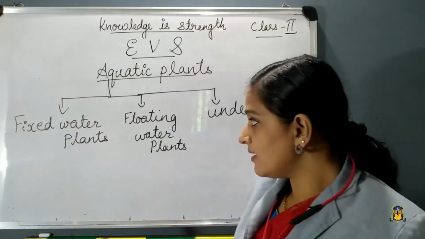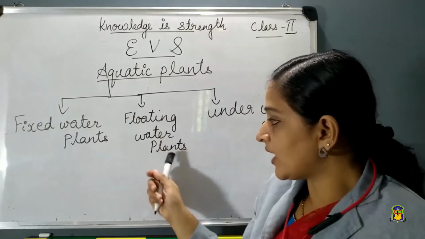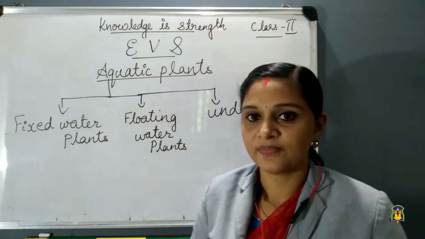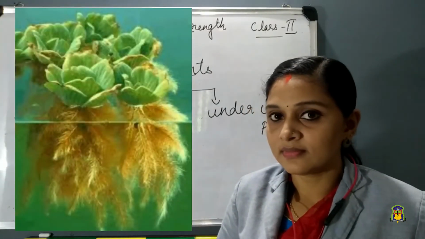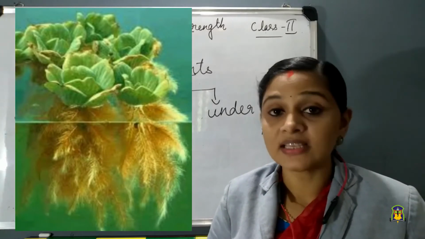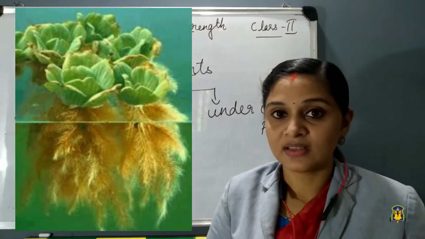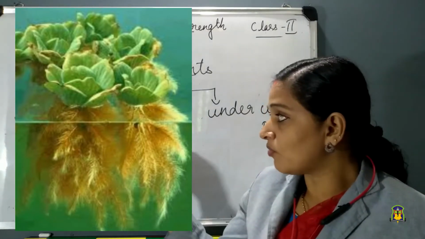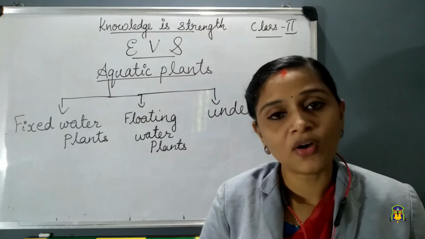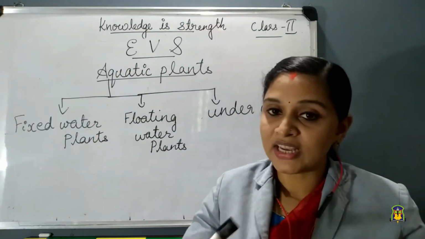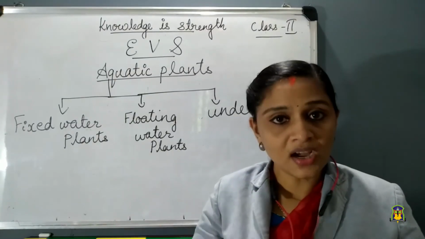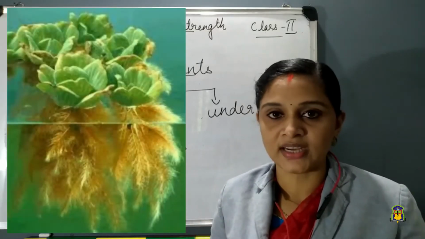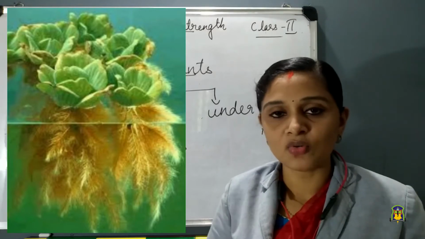Then next one is floating water plants. I will show the picture. Look, all of you. This plant is a water lettuce. This is a water lettuce and it's a type of floating water plant. Floating means what? It moves freely on the water. We can see the roots hanging into the water. We can see the root part also.